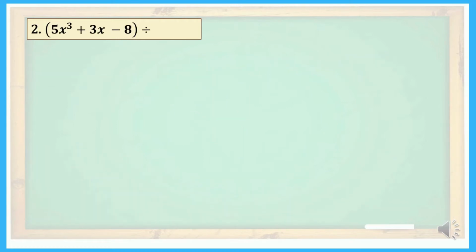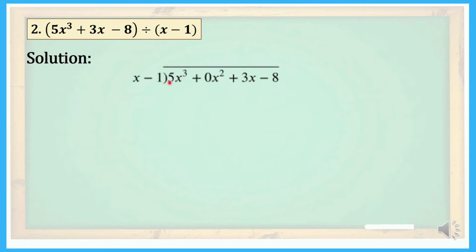Example number 2: the quantity of 5x cubed plus 3x minus 8 divided by the quantity of x minus 1. Just like in example number 1, you must see to it that you arrange first both the divisor and the dividend in descending order, from the term with the highest degree down to the term with the lowest degree. So we have now 5x cubed plus 0x squared plus 3x minus 8 divided by x minus 1.